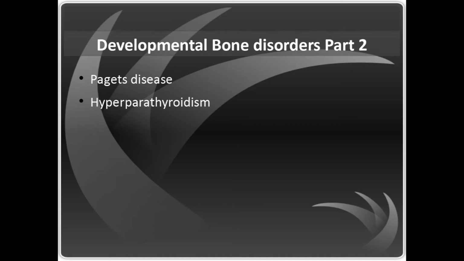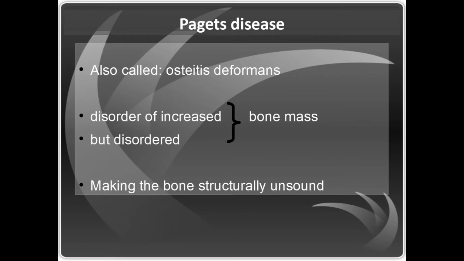In this class, let us learn about two more developmental bone disorders, namely Paget's disease and hyperparathyroidism. Firstly, we'll talk about Paget's disease. The synonym or the other name for Paget's disease is osteitis deformans. It is basically a disorder of increased bone mass, but however, since the bone mass is not well arranged or disorganized, the bone is structurally unsound and it can undergo fractures.